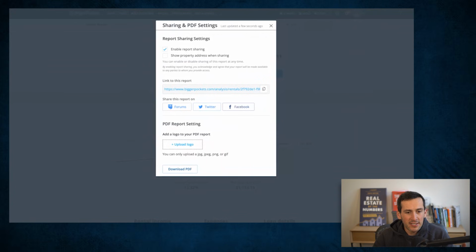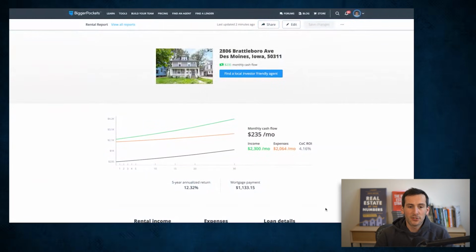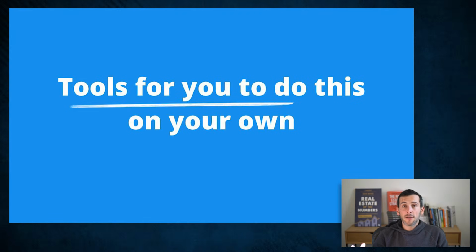That's that. Hopefully you can see how easy it is to analyze deals successfully when using tools like the BiggerPockets calculator. Now, I'm going to pop back out of here and pop over back to my presentation, and we'll keep going from there. Hopefully you see that this is beneficial and you want to do it for yourself.